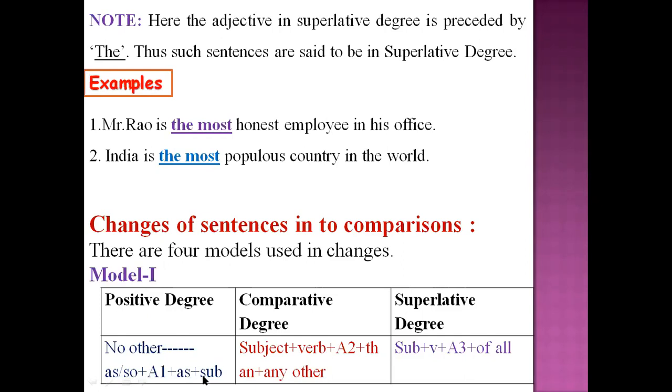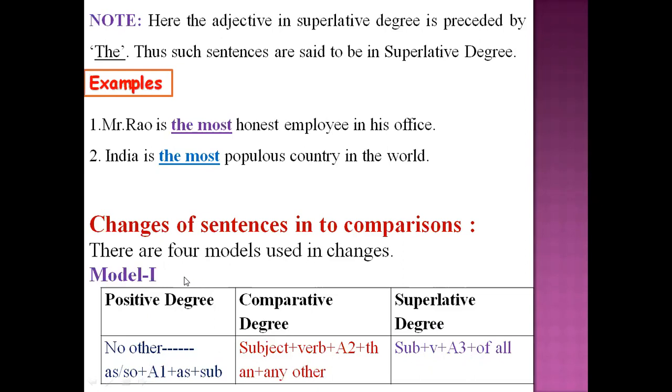A1 plus as plus subject. And the structure for comparative degree: subject plus verb plus A2. A2 means adjective in second form, means comparative degree, plus than any other. And for superlative degree, the structure is subject plus verb plus A3, adjective in third form, means superlative degree, plus of all. This is the structure for positive, comparative and superlative degrees.